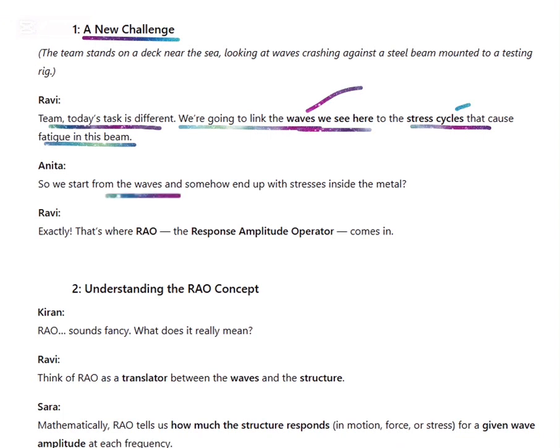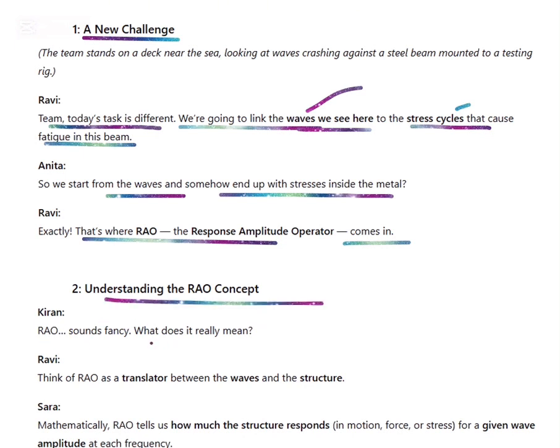So we start from the waves and somehow end up with the stress inside the metal. That's where RAO, the response amplitude operator, comes in. The response operator is nothing but linking the stress inside the beam and the waves we see in the ocean. Okay, so understanding the RAO concept.